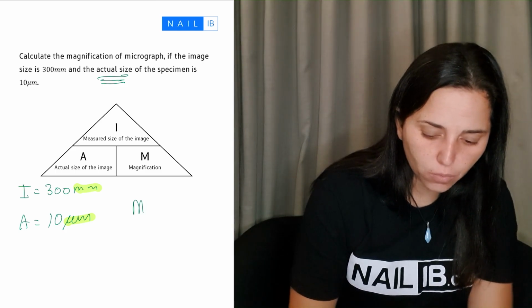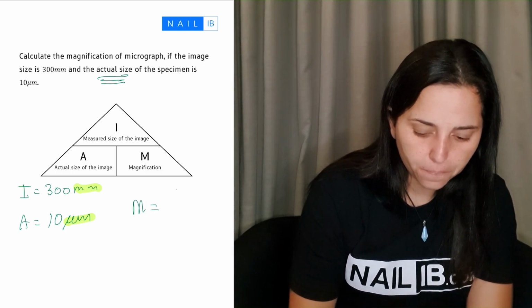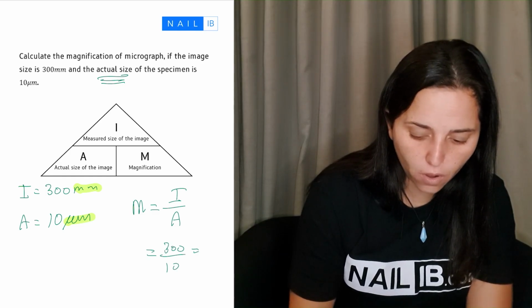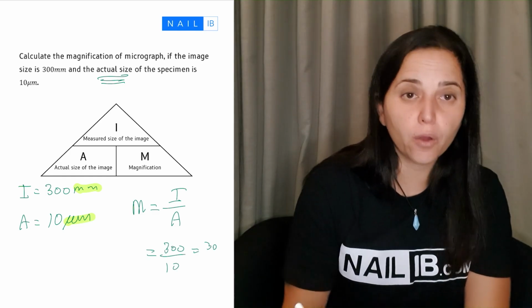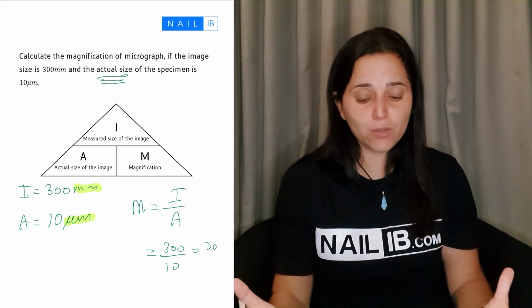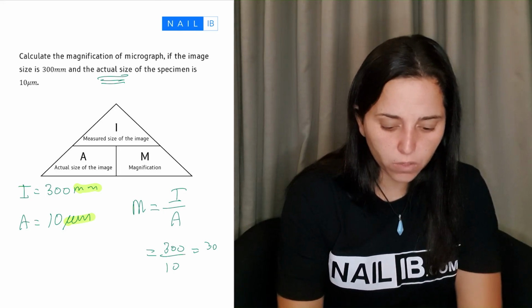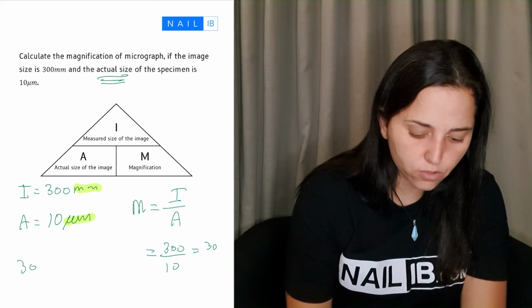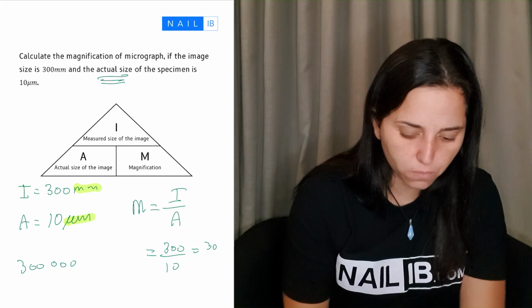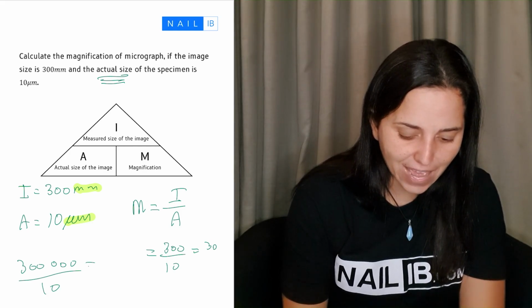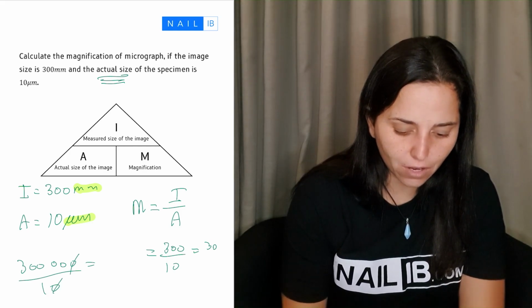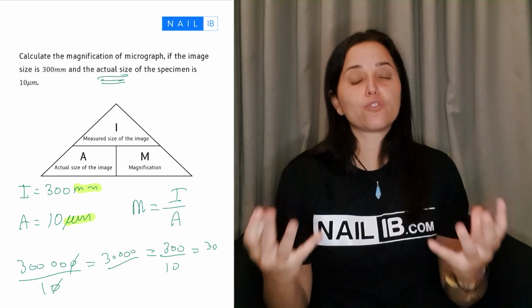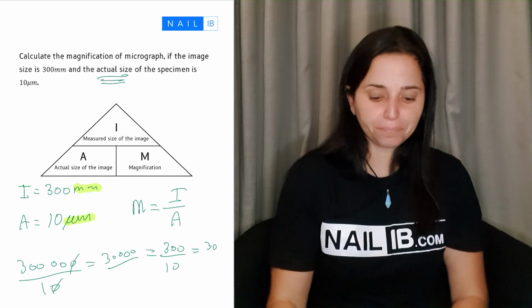So in magnification, they want you to find image over the actual size. So you have 300 over 10. Some kids go, oh, that's easy, I can just put 30. No, you got it wrong, because they're not in the same unit. So you have to decide which one you want to convert. You go from millimeters to micrometers or vice versa. So of course, 300 millimeters to get to micrometers, that means I multiply by 1000, and then I have 10 micrometers. Now we can cancel these units, and there you go. You have this magnification. You remember to change the units to always be the same.